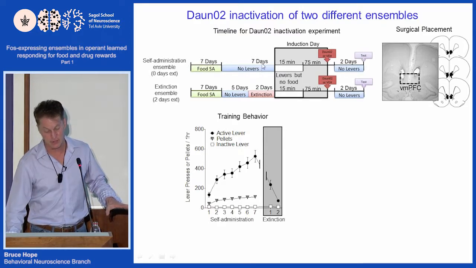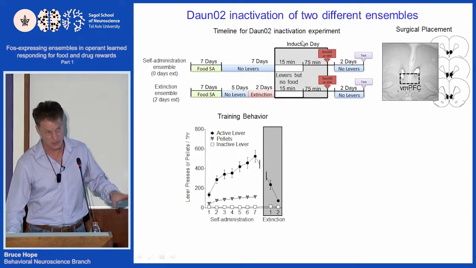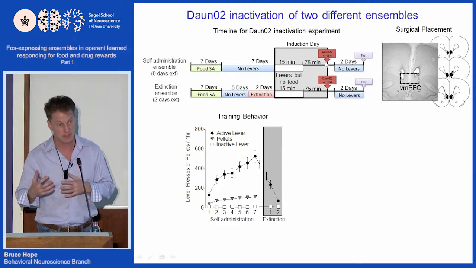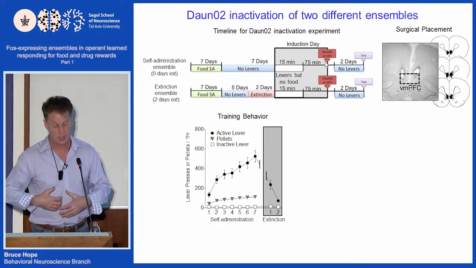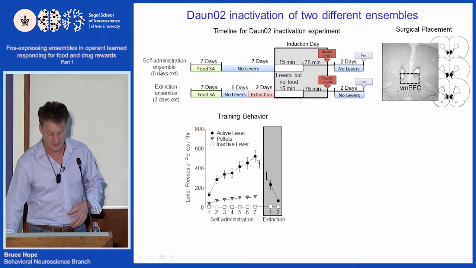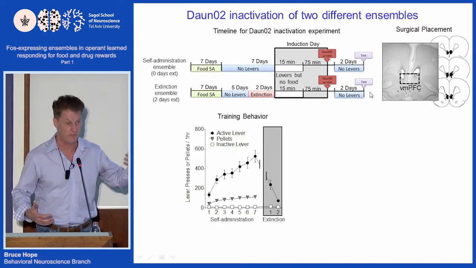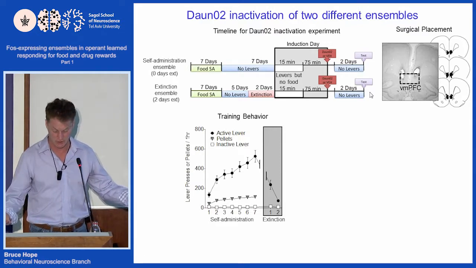That same no levers exposure for 7 days. And then on that special day where you're trying to reactivate that memory, they're exposed for 15 minutes, very short span of time, to the levers, but they don't get that food reward. And then when beta-galactosidase is maximal in these transgenic animals, you try to kill off those particular neurons that are reactivated at that time, trying to kill off the self-administration ensemble that didn't have any extinction, or the extinction ensemble that had 2 days worth of extinction, as you see here. And then you test what happens if you kill off that self-administration ensemble versus the extinction ensemble.